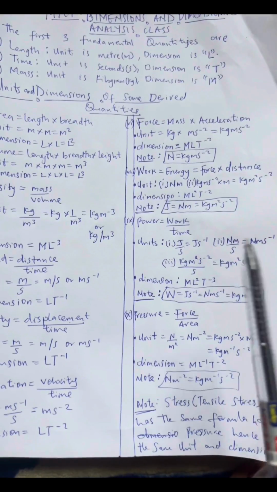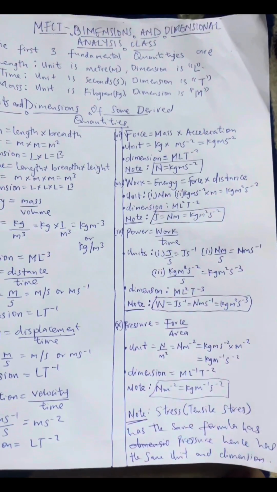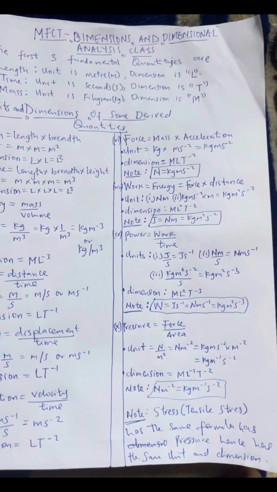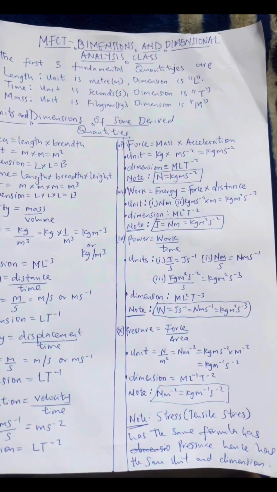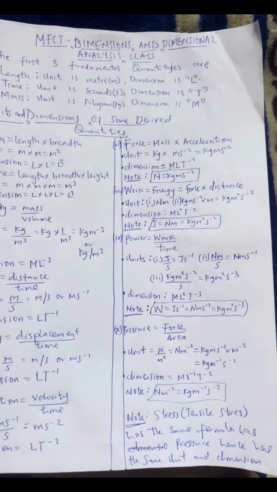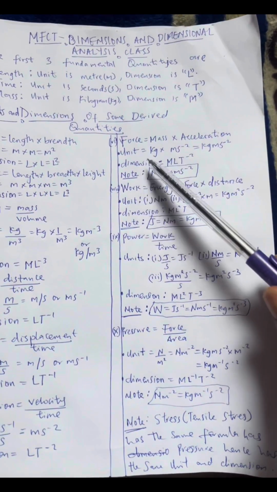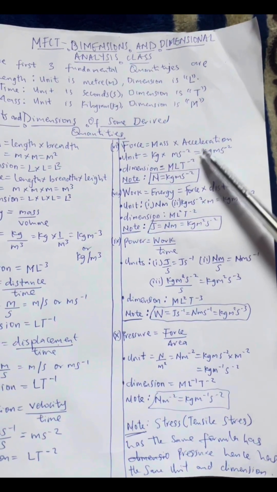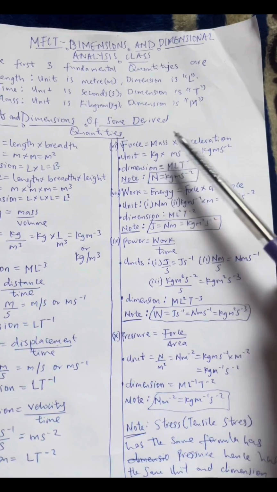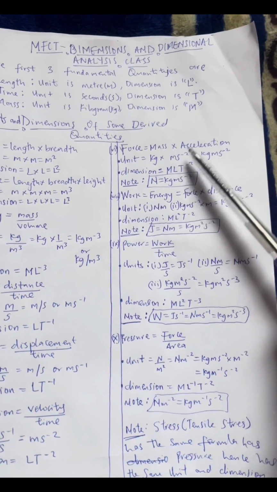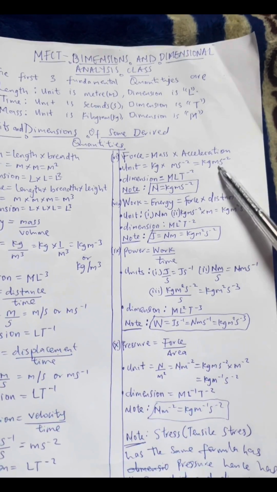So the next thing we are going to be talking about now is the force. Now don't forget that you cannot know the dimension or the unit of a particular quantity without knowing the formula. The formula for force is mass times acceleration. So therefore, the unit will be kilogram times meter per second square, and the reason why is because the unit of mass is kilogram, the unit of acceleration is meter per second square. So therefore that will be kilogram times meter per second square, and that's what? Kilogram meter per second square.